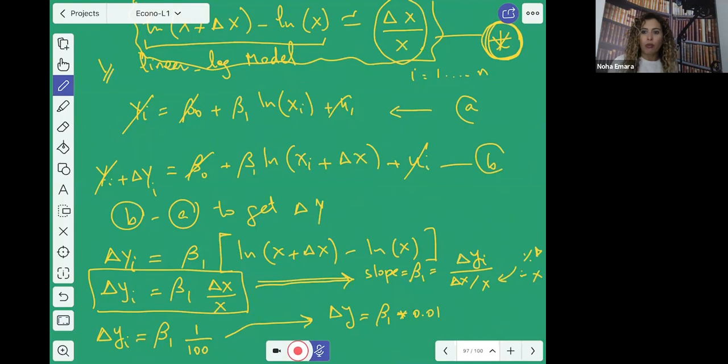What if I ask you 5%? I'm sure that you know that. If it is 5, a 5% change in x, which is 5 over 100, would bring 0.05 times beta 1 as the change in y. And I'm sure that you understand what the value of beta 1 is: it's the estimate from your regression model. Let me give you an example.